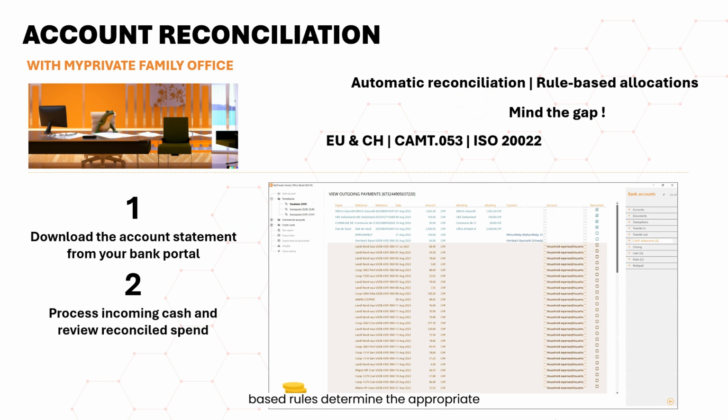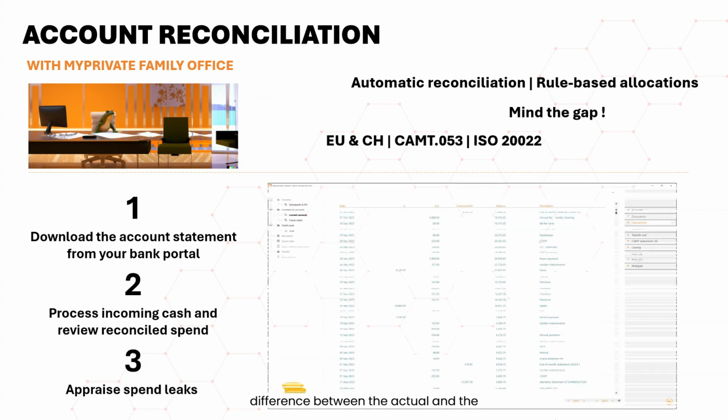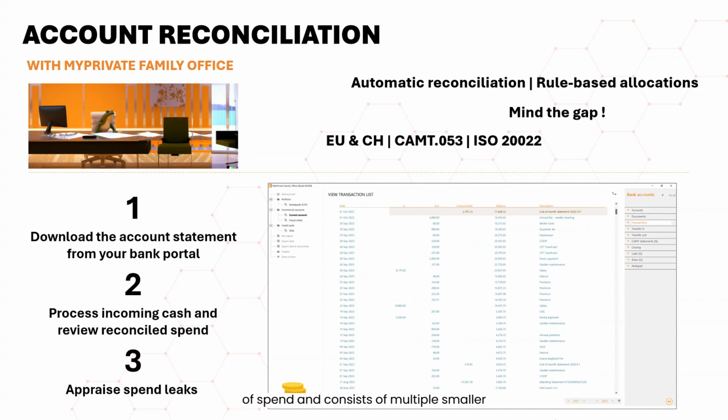Pattern-based rules determine the appropriate account for unreconciled entries. The difference between the actual and the theoretical balance is automatically calculated. It represents the tail of spend and consists of multiple smaller card payments, not worth recording.